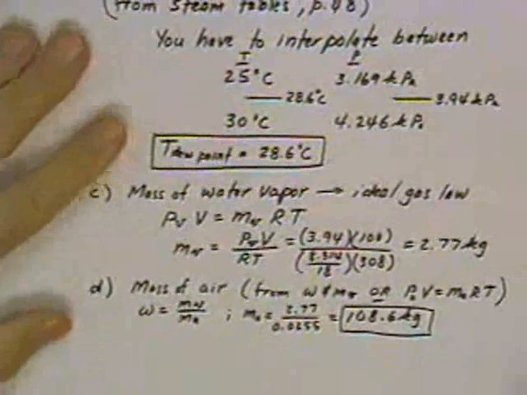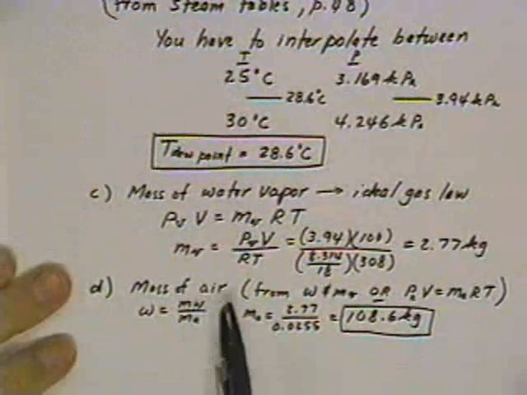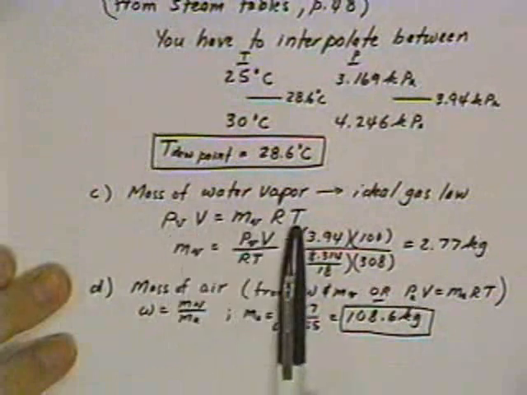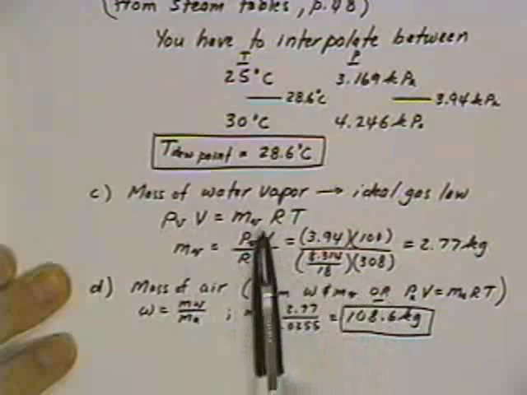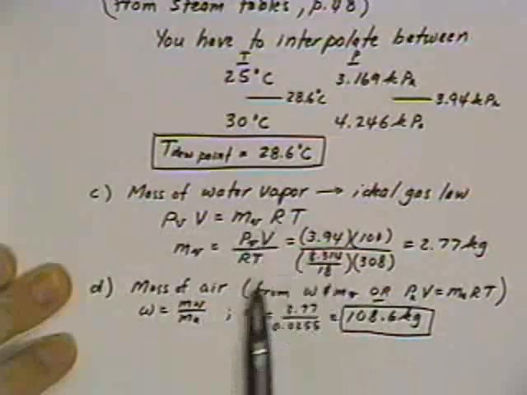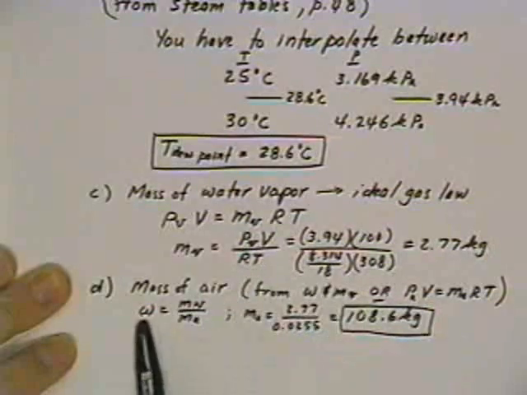Okay, the last thing we want to calculate is the mass of the air, and we can do the mass of the air the same way. We can either do P of the air times V is equal to mass of the air times R T, so we can calculate the mass of the air from the partial pressure of the dry air, or we could do it from the humidity ratio. So I just chose to take the humidity ratio here.